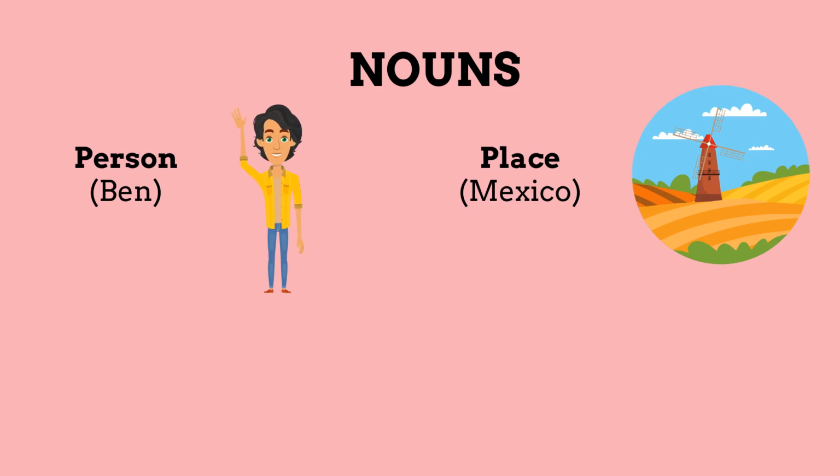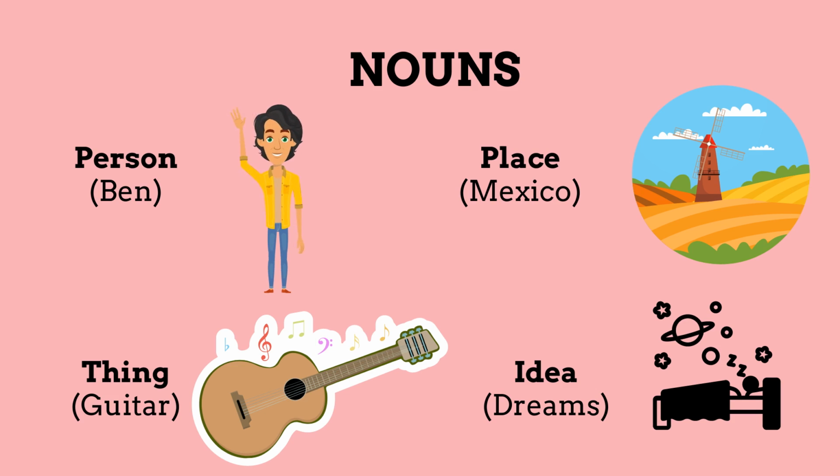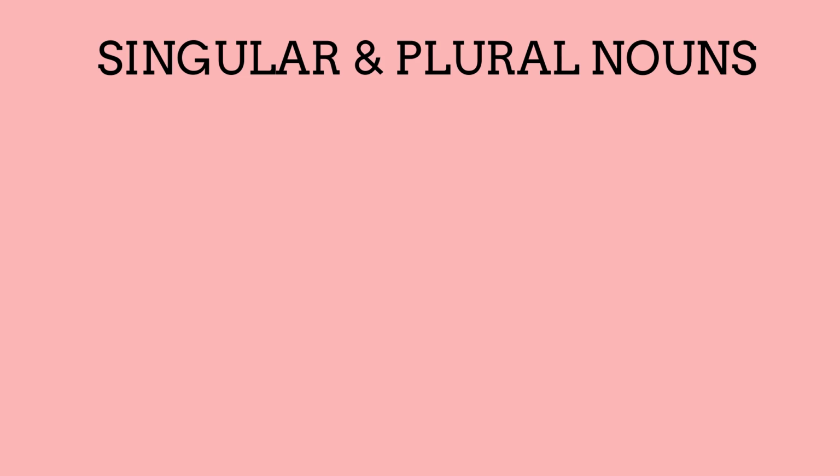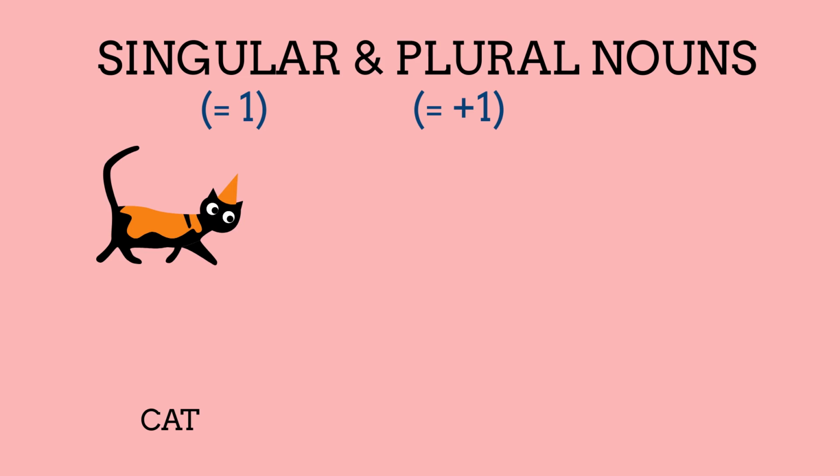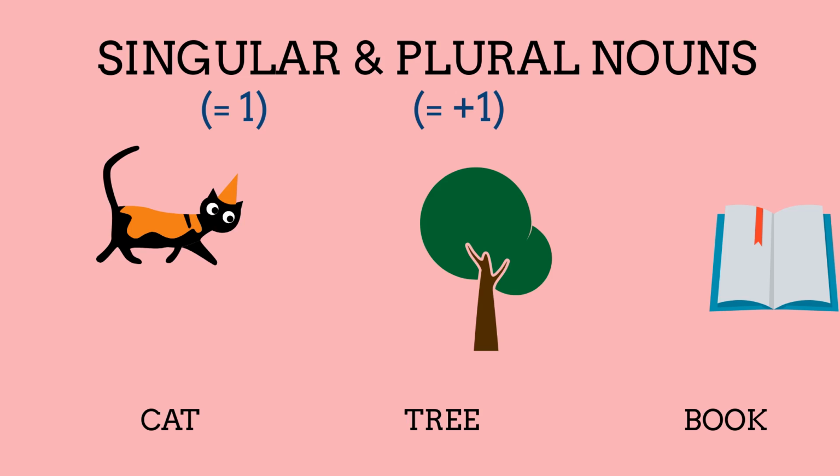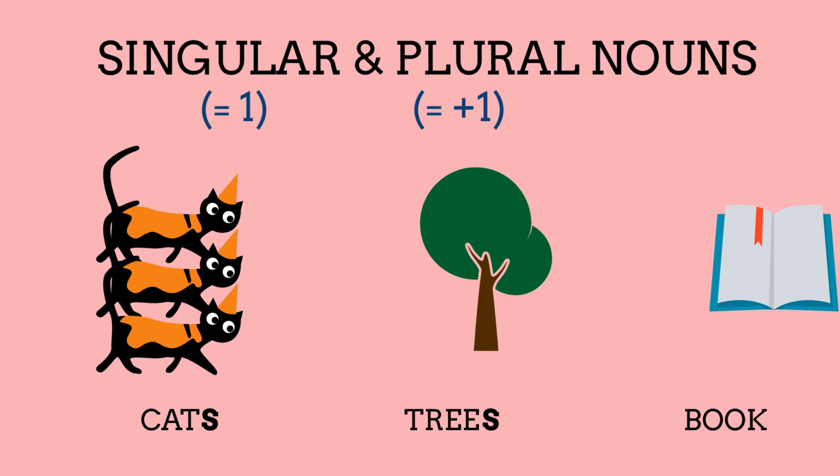Nouns are words that represent a person, place, thing, or an idea. So nouns have types. First, singular and plural nouns. Now, what are those? Singular means one, and plural means more than one. Let's see examples of singular nouns: cat, tree, book. Plural nouns: cats, trees, books.